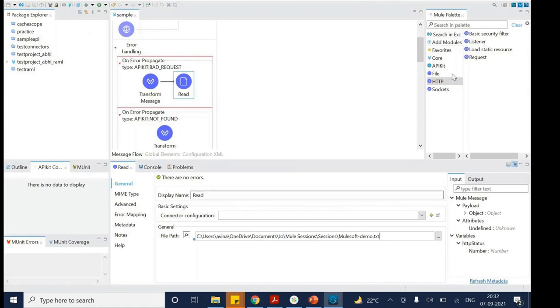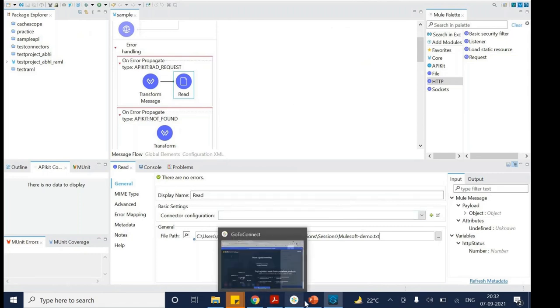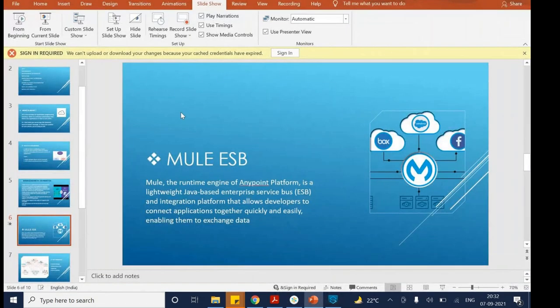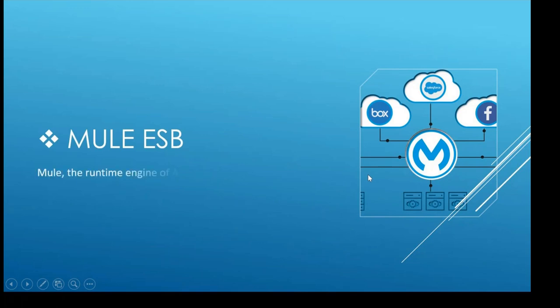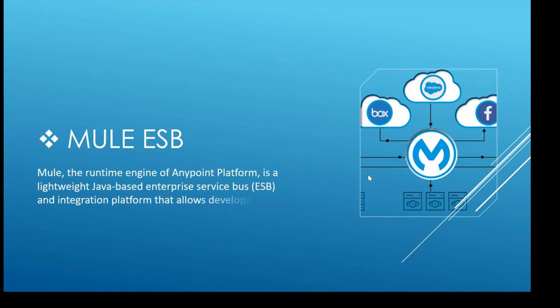So this is your Mule Anypoint Studio tool. This you can download easily from your net. Okay, so this is how the Mule ESB works. So this was based on Java. So you can ask me the question, how is this based on Java?